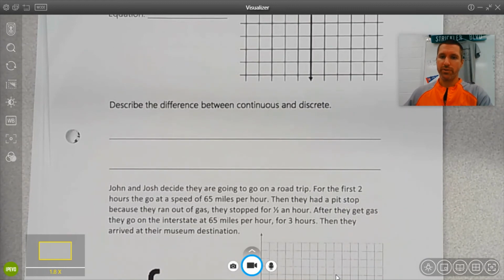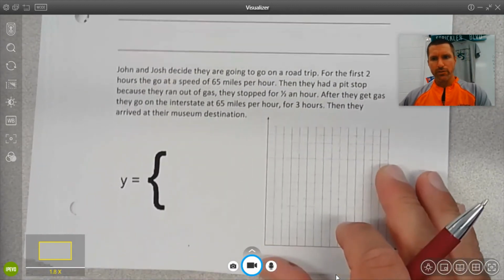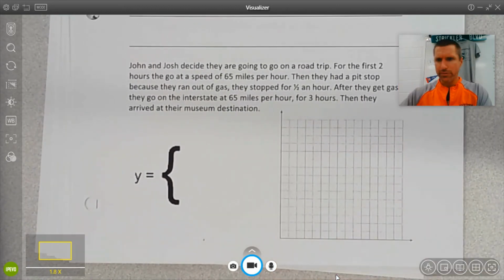Can you describe the difference between continuous and discrete? We did talk about it in the Zoom. If you have forgotten, you could Google it and then write it down there. And then let's try a linear piecewise.